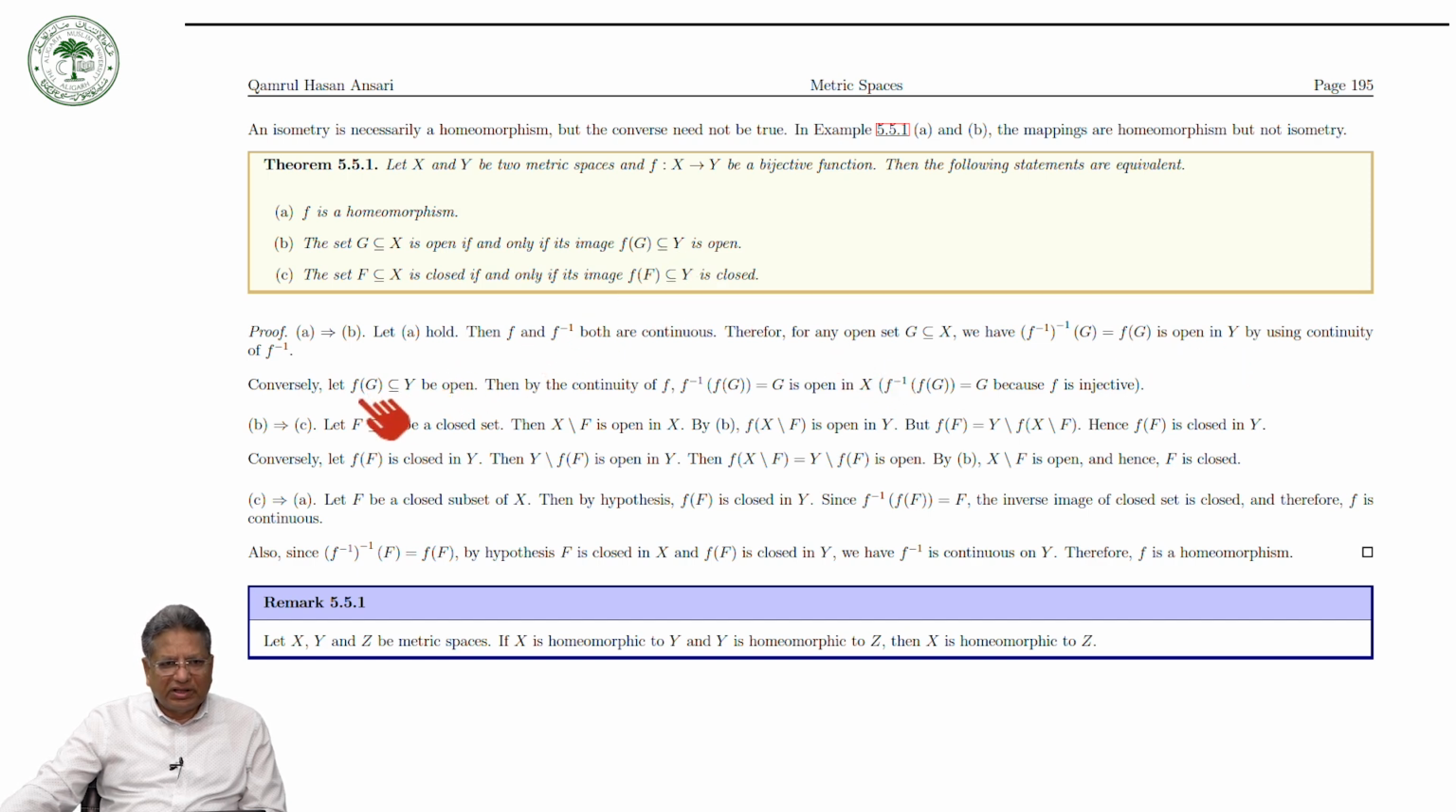Now prove the converse. Suppose f(G) is open in Y. Then by the continuity of f, the inverse image of f(G) is equal to G. The inverse image of an open set is open, and therefore G is open. So this is very simple.